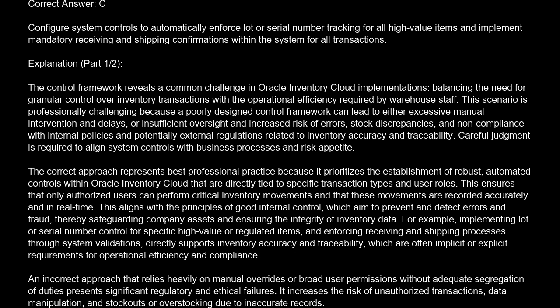For example, implementing lot or serial number control for specific high-value or regulated items, and enforcing receiving and shipping processes through system validations directly supports inventory accuracy and traceability, which are often implicit or explicit requirements for operational efficiency and compliance. An incorrect approach that relies heavily on manual overrides or broad user permissions without adequate segregation of duties presents significant regulatory and ethical failures.